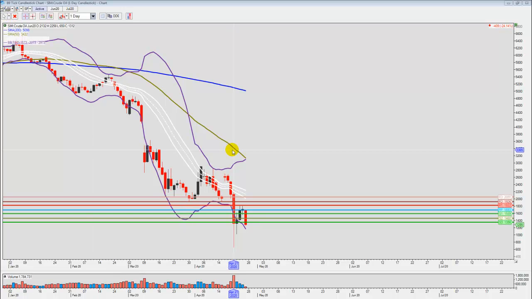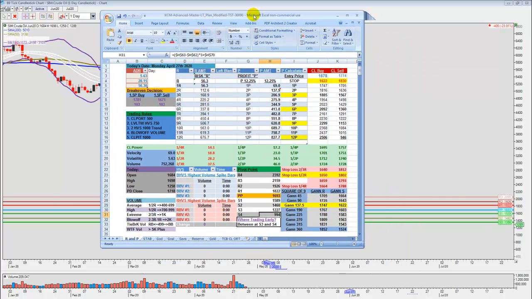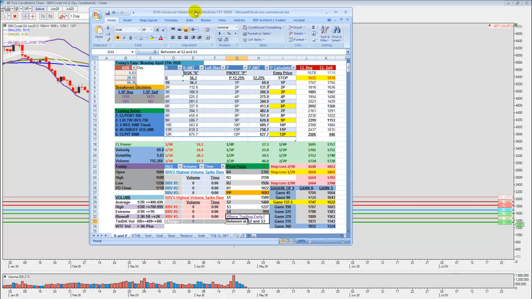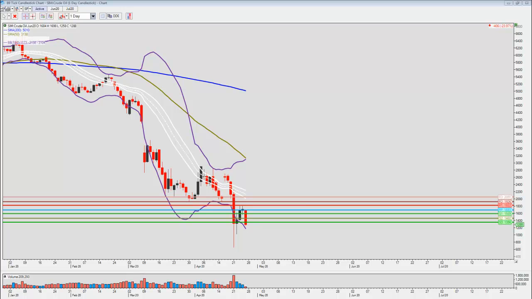But what I know is that the market is really trading, now that I know where we are, between S2 and S3. So that's kind of what I know. And I believe my spreadsheet is correct, and I believe CTS is wrong. I believe that for a very long time, by the way.